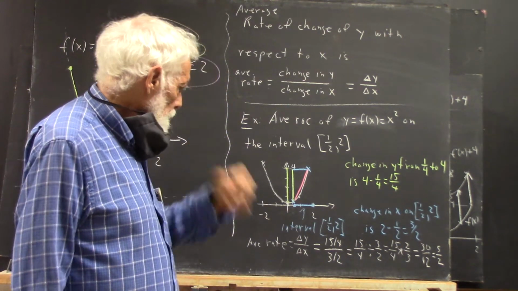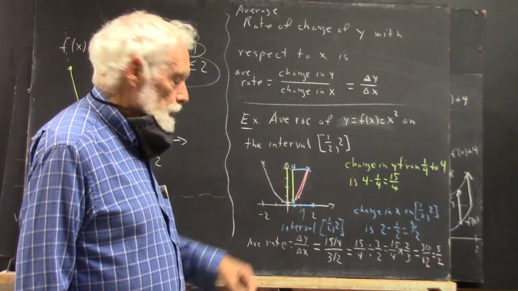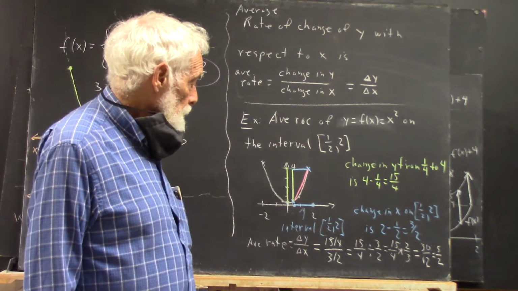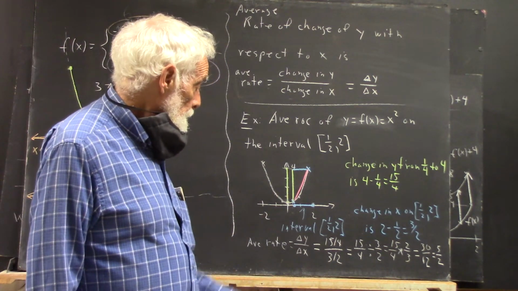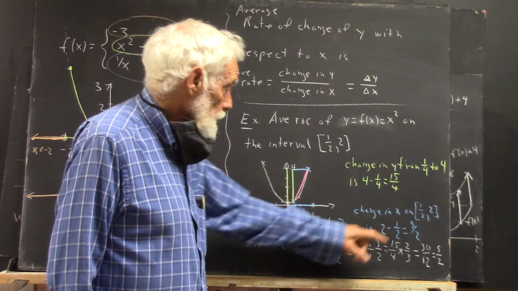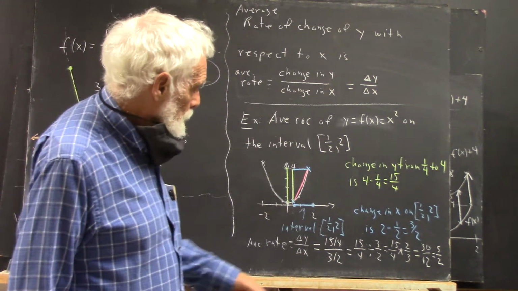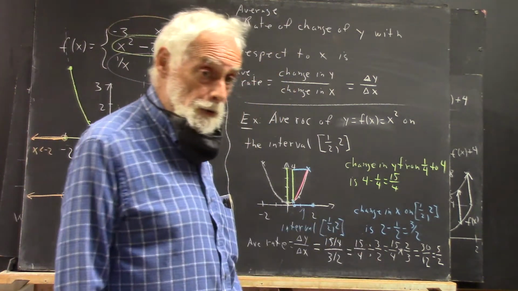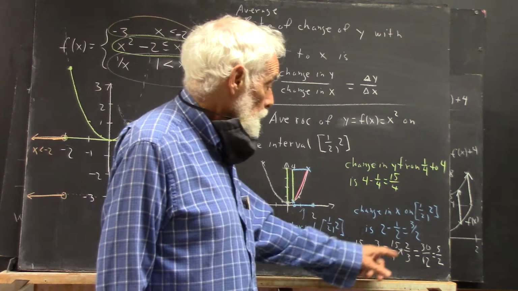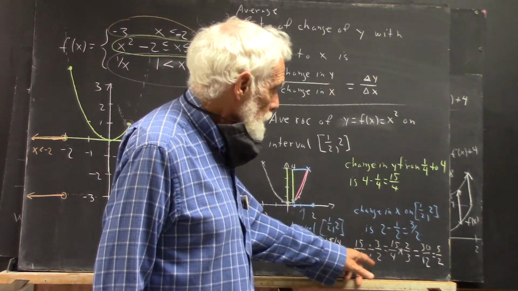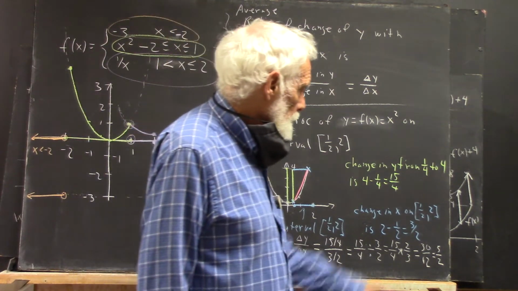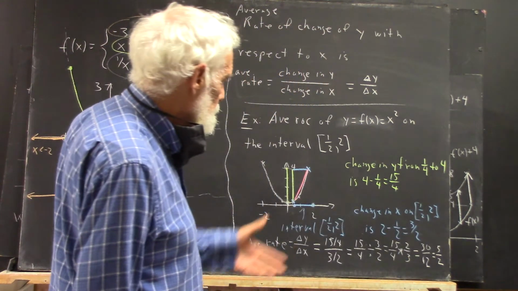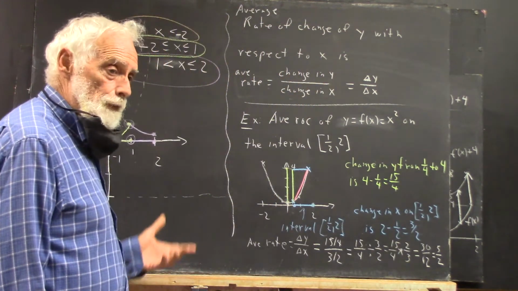Okay, the average rate then is delta y over delta x, which is 15/4 over 3/2. Delta y is 15/4, delta x is 3/2, which is 15/4 divided by 3/2, which is 15/4 times 2/3. Division: you multiply by the reciprocal. Okay? And that's 30 over 12 or 5/2. So that's your average rate, 5/2.